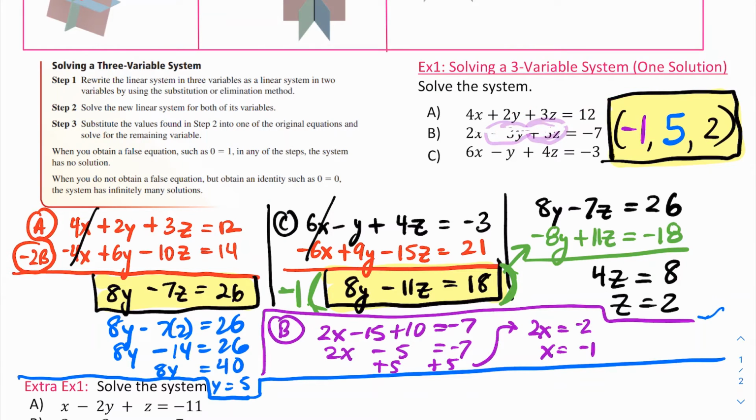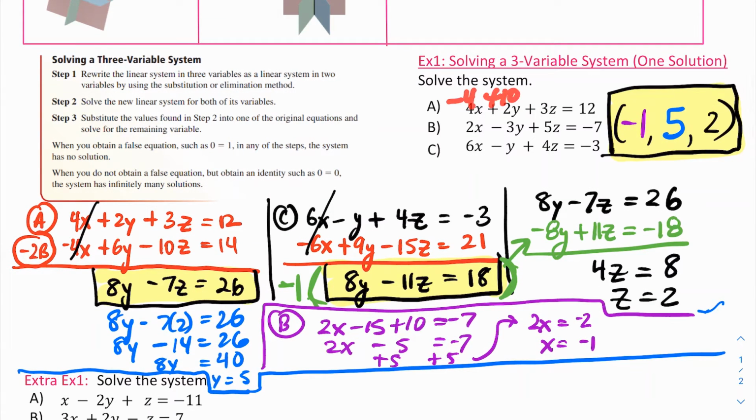Now, in order to check that answer, if you wanted to, -1, 5, and 2 are the only set of numbers that make all three of these equations true. If I plug it in here, I would get -4 plus 10 plus 6 equals 12. If I plug it into the second one, I would get negative 2 minus 15 plus 10 equals negative 7, and so on and so forth. So that's the answer to the first question: negative 1, 5, and 2.